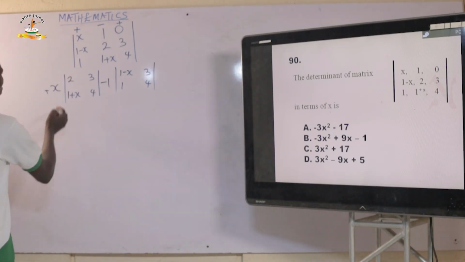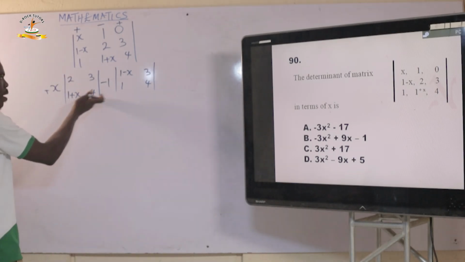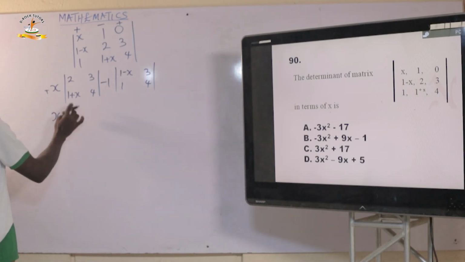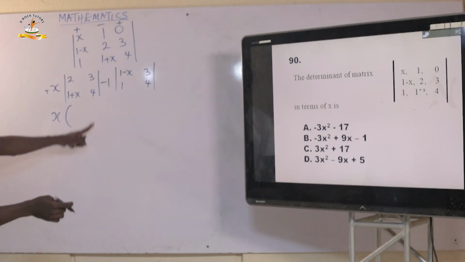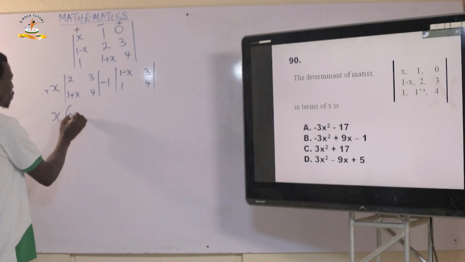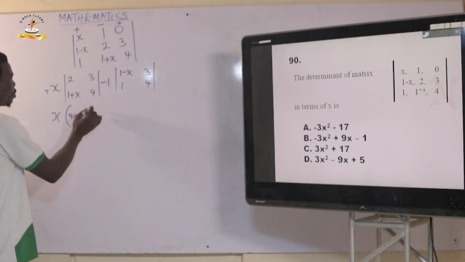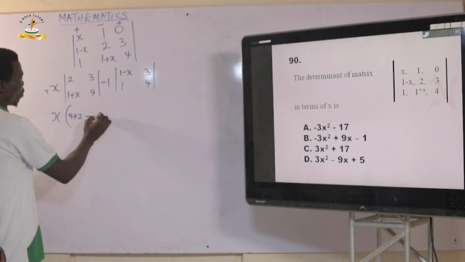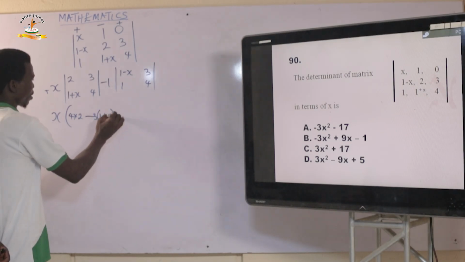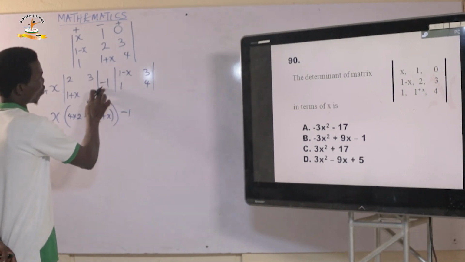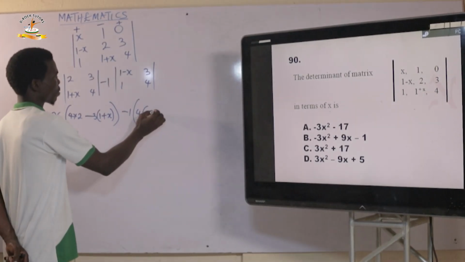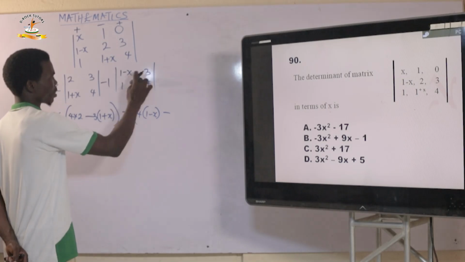So what are we going to do? We now find the determinant of this 2 by 2 matrix and the other one. So we have x. How do we find the determinant of the 2 by 2 matrix? We multiply this element by this element. So we have 4 times 2, then minus, multiply this and this, so it has to be 3 times (1 plus x). Then for the other one, we do the same thing. So here it's going to be 4 times (1 minus x), minus 1 times 3.